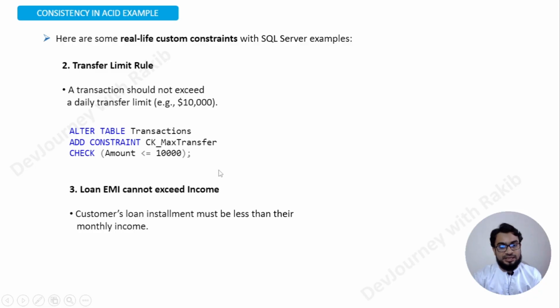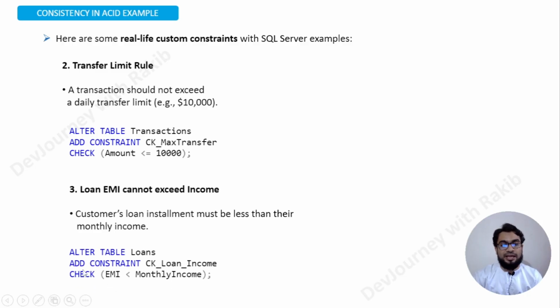Loan EMI cannot exceed income. Customer loan installment must be less than their monthly income. So you try to prevent a customer from taking a loan that should be within their income, not exceed their income. So you can apply this constraint, like you can alter the existing loan table and add a constraint, check loan income and check EMI must be less than the monthly income.